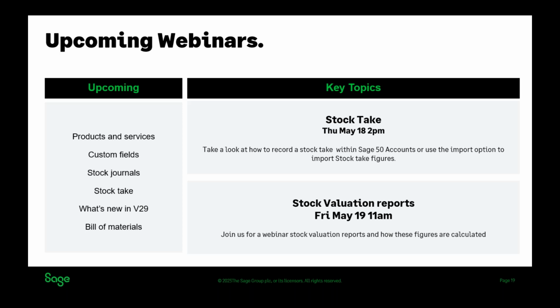And then on Friday, Michael's going to go through valuation reports. So if you want to use your software to understand the value of your stock, then Michael will be covering the reports that can do that for you. In addition, next week, we've got bill of materials on Wednesday, and we also have the stock journals next week as well. We've touched on invoices and orders today. They are being covered in June. So if you do want to find out a little bit more about those, then please do check out our help centre, where we've got lots of different topics on there, but we are covering those in June for you.